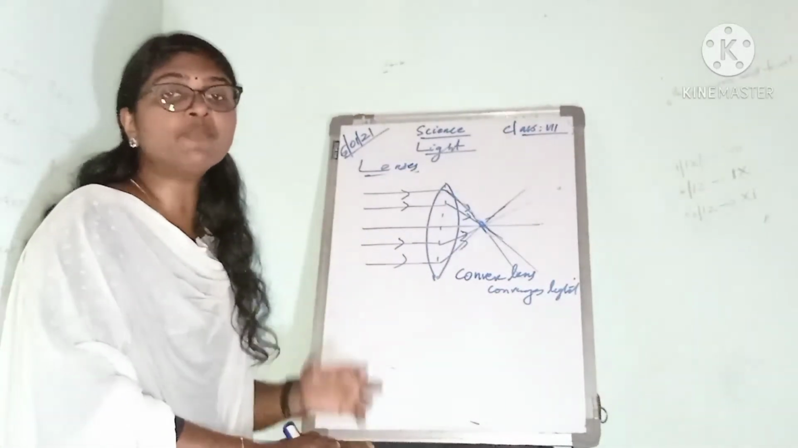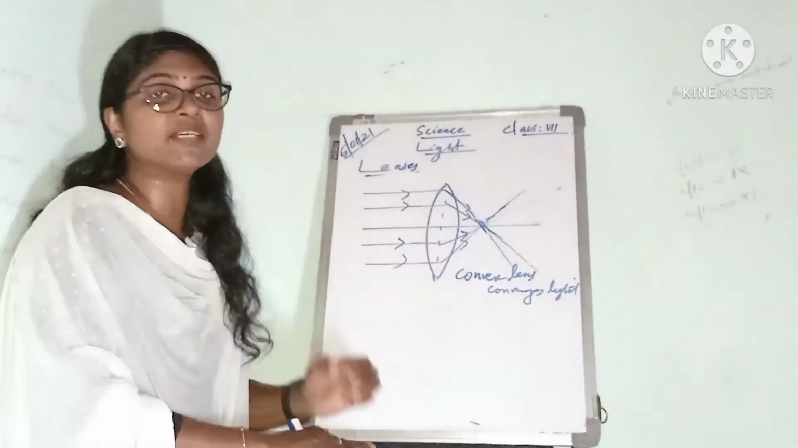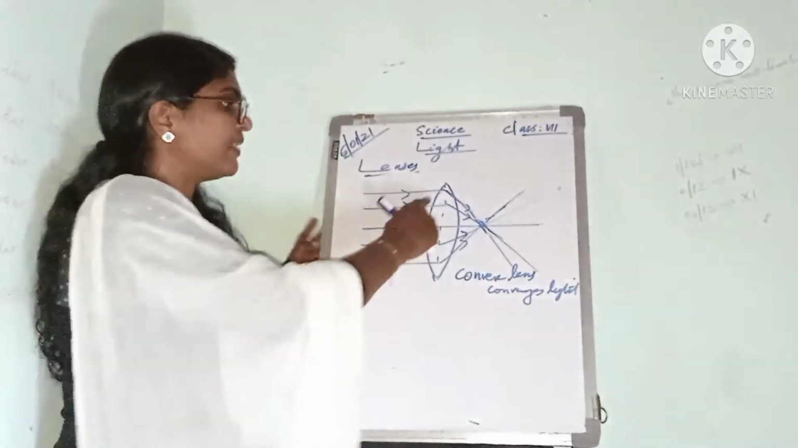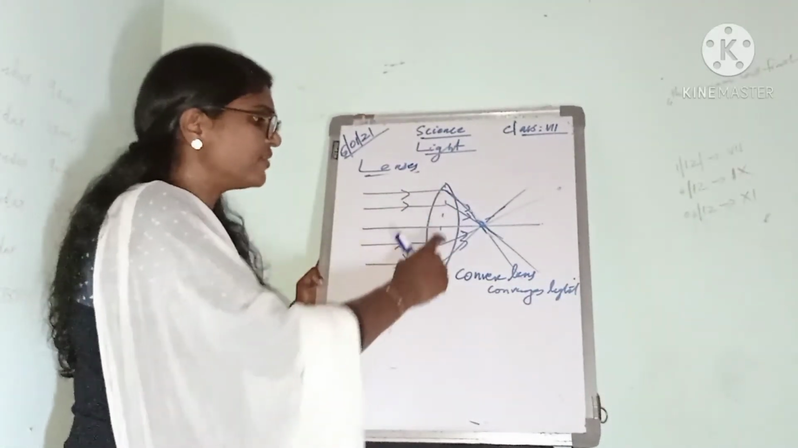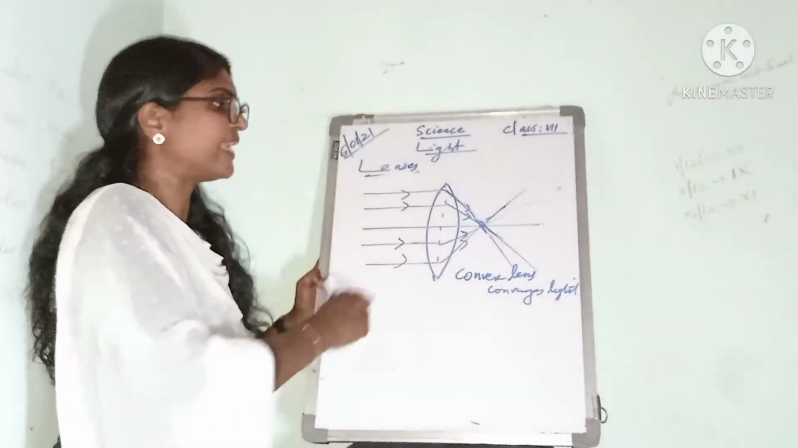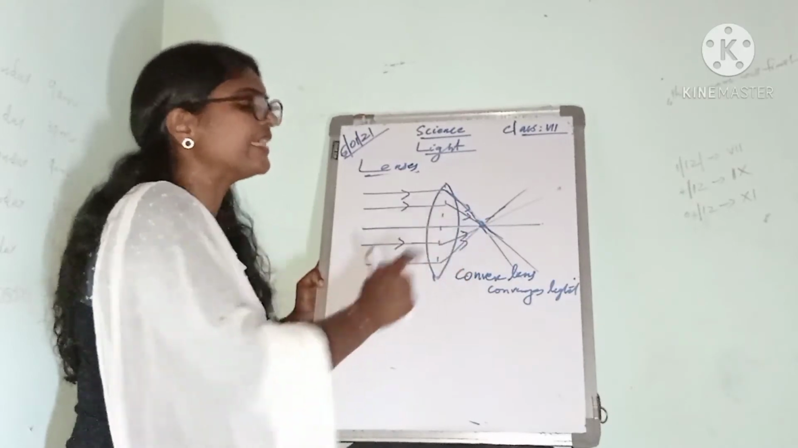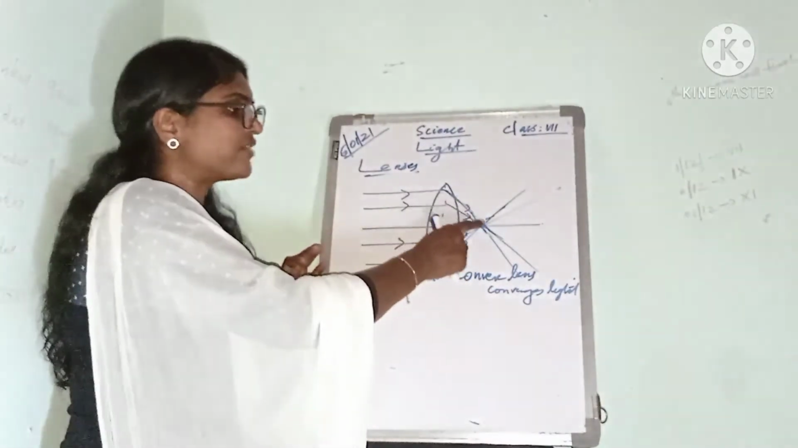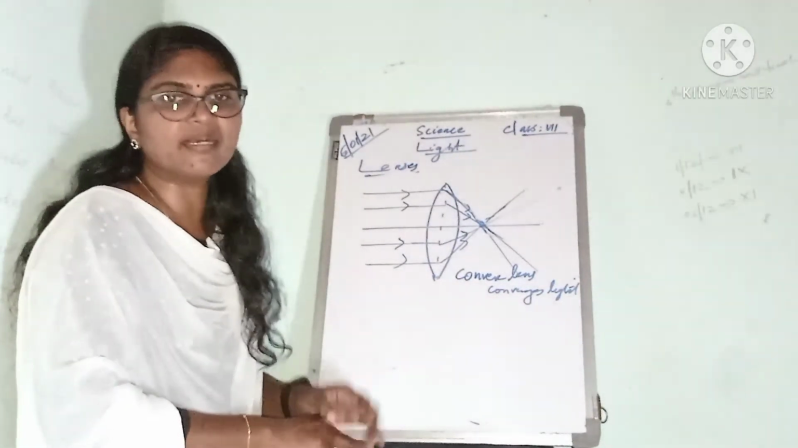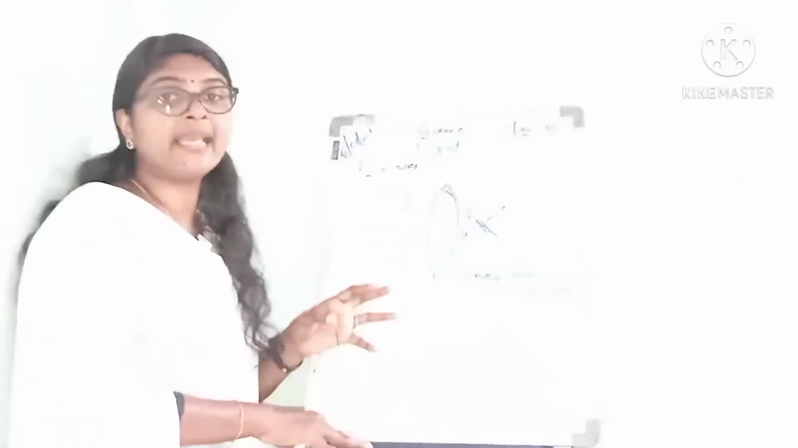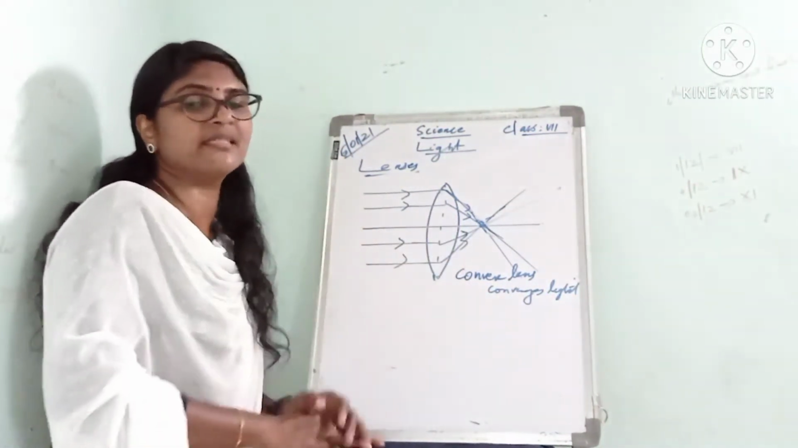Next, we will see how the convex lens converges the light rays. Suppose this is a convex lens, and these are the light rays that fall on it. After passing through the lens, all the rays converge at a single point. That means the convex lens bends light inwards.